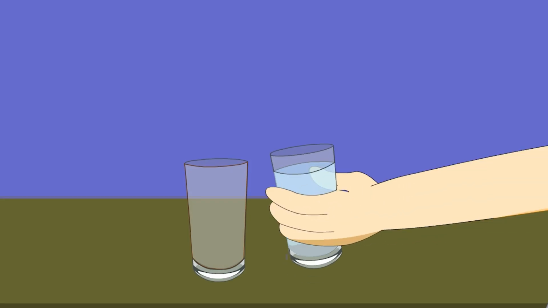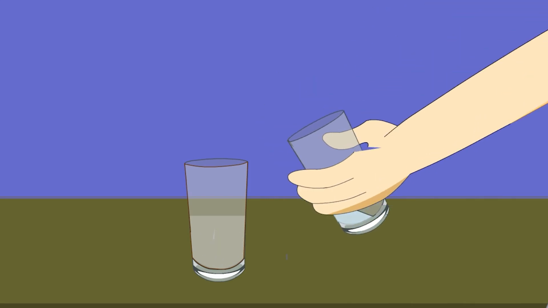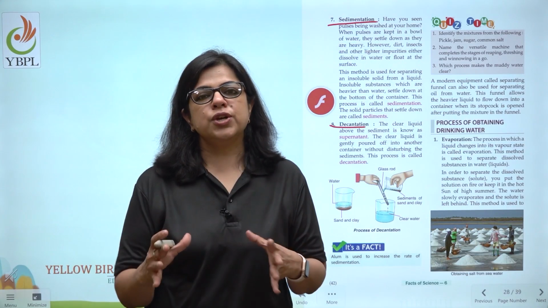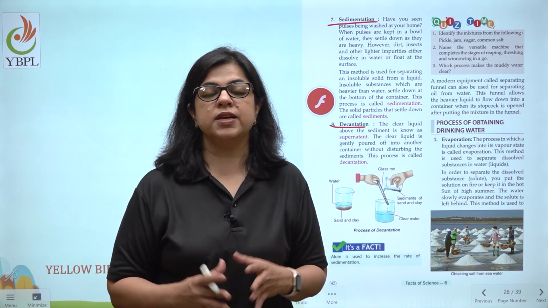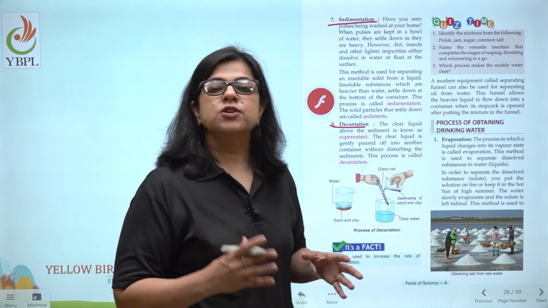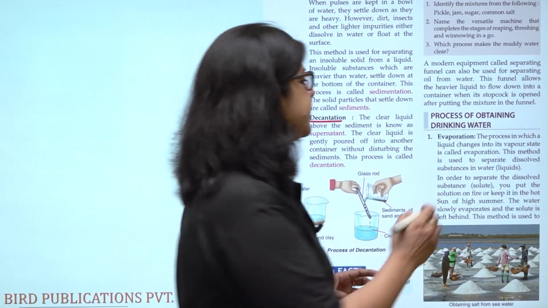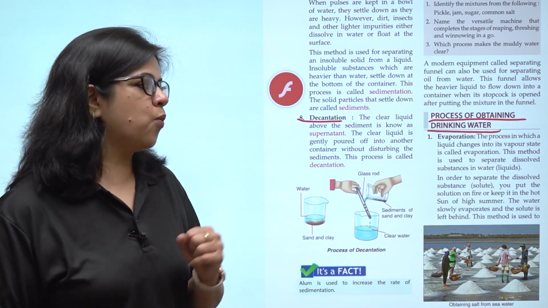The clear liquid is gently poured off into another container without disturbing the sediments. This process is called decantation. Children, the process of separation of insoluble impurities from water actually gives us pure water. So, let us now understand in detail the process by which we can obtain drinking water.